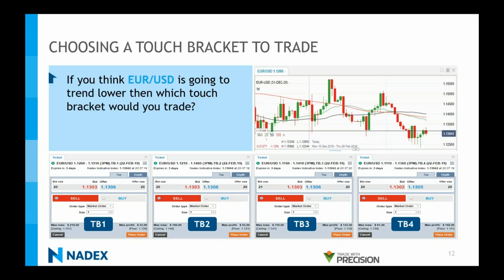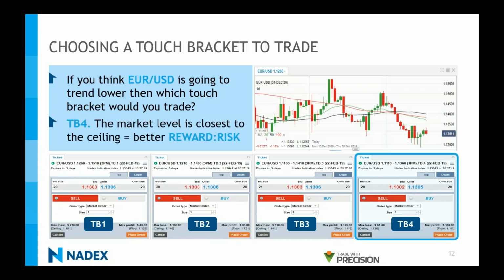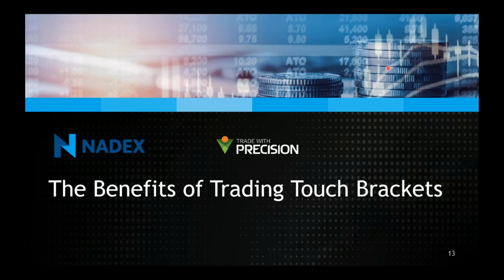So TB4 might be the sweet spot here, and yeah, market level is closest to the ceiling, better reward to risk ratio on this trade setup here. So what are the benefits of trading touch brackets?